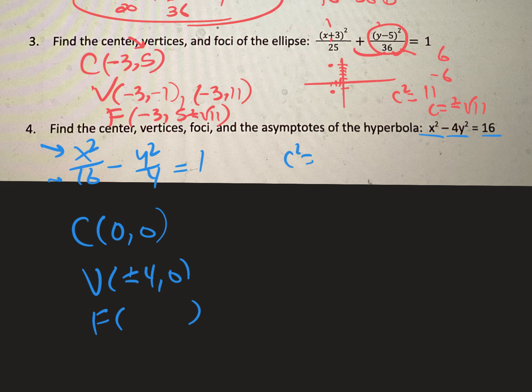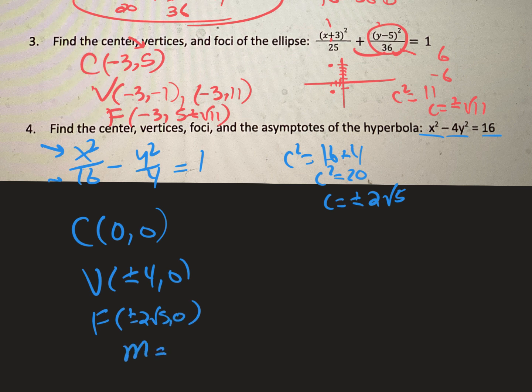The foci, I'm going to do c squared equals a squared plus b squared this time. So 16 plus 4, which is 20. Take the square root of 20, you get 2 root 5. It's really 4 times 5. And again, my foci go on my major axis, which is the x because it's first. I'm going to go plus or minus 2 root 5 and 0.